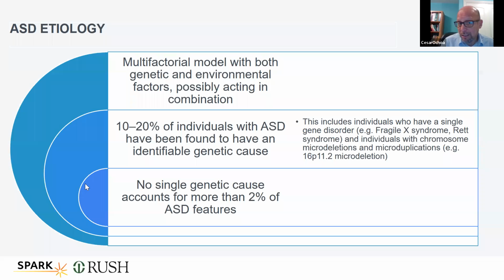The other fact that is very interesting is there's no single genetic cause of autism that accounts for more than 2% of autism cases. So there are like 400 genes that have been described to cause autism, but none of them goes more than 2%. The majority are under 1%. The one that goes closer to 2% is Fragile X.